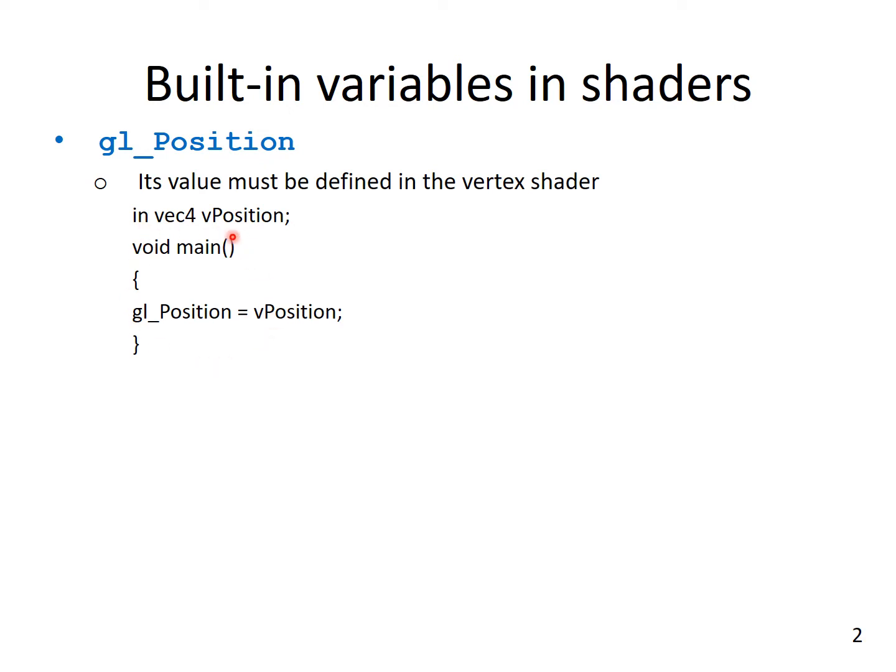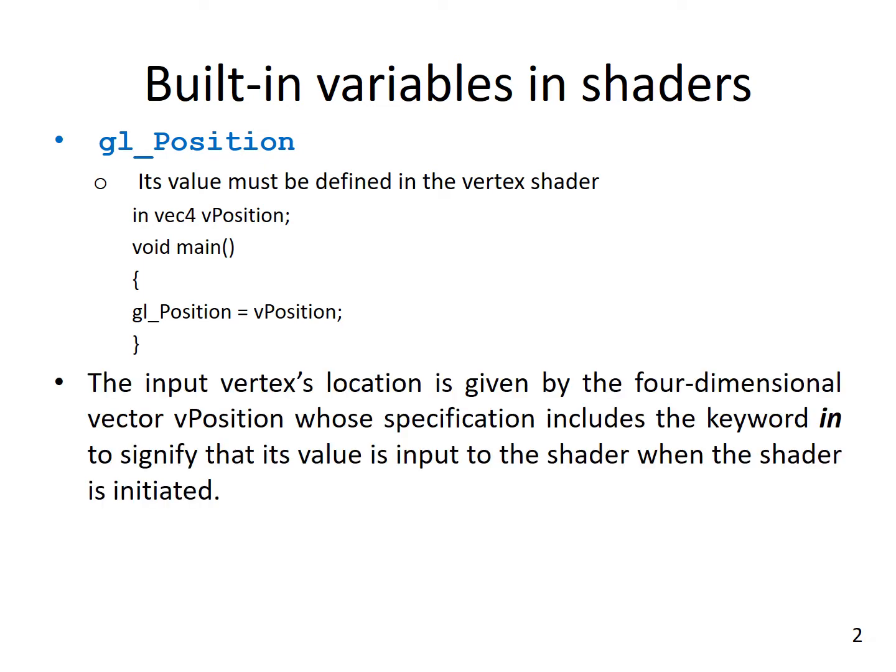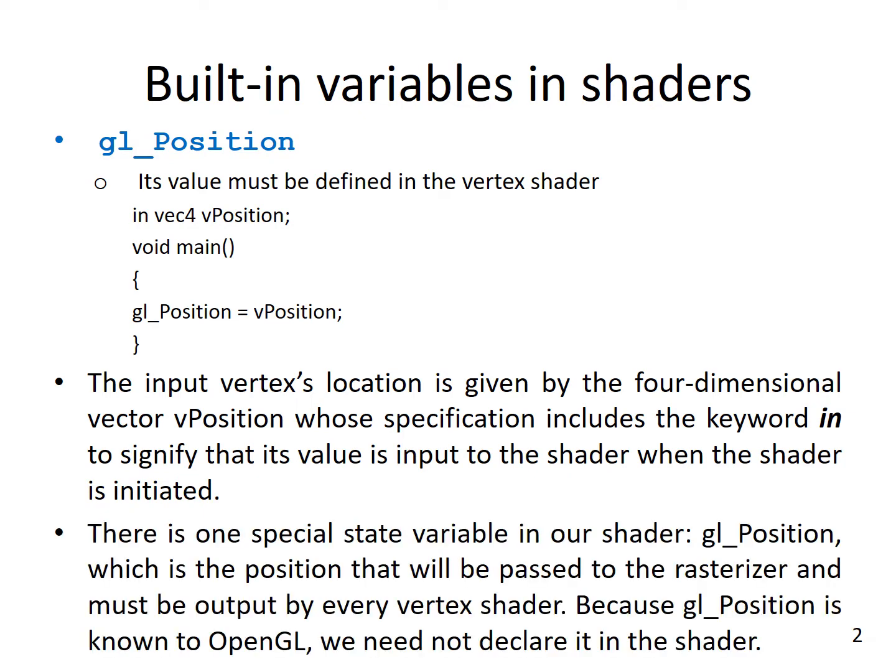Here is an example of a vertex shader program. While we have defined an in variable vec4 which has the vertex positions, we assign these vertex positions to gl_Position, which is a built-in variable in the shaders. The input vertex's location is given by the four-dimensional vector vPosition, whose specification includes the keyword in to signify that its value is input to the shader when the shader is initiated.